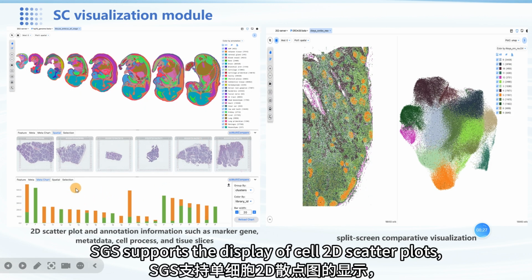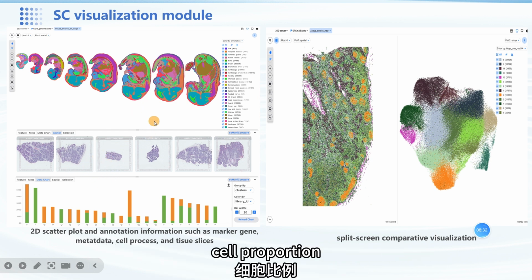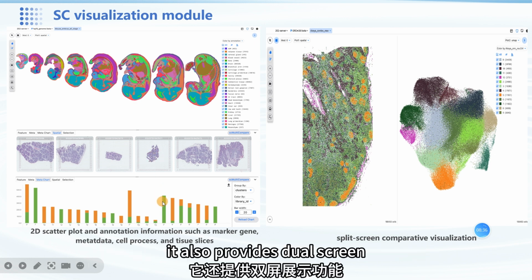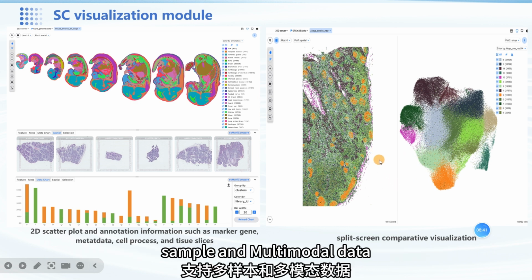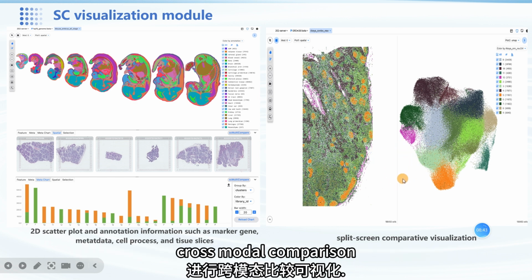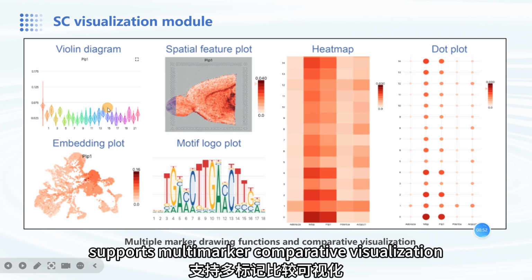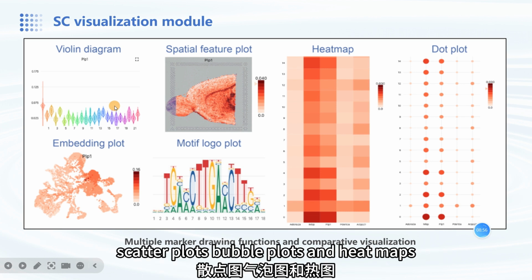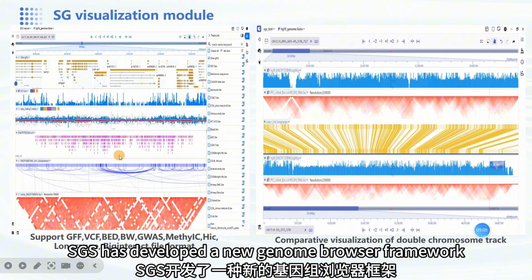SGS supports the display of cell 2D scatter plots, marker genes, metadata, cell proportion, tissue slices, and other annotation information. It also provides dual-screen comparative visualization functions for spatial multi-sample and multimodal data cross-modal comparison. The SC module SecMultiView supports multi-marker comparative visualization, offering various plotting styles such as violin plots, scatter plots, bubble plots, and heat maps. Furthermore, SGS has developed a new genome browser framework.